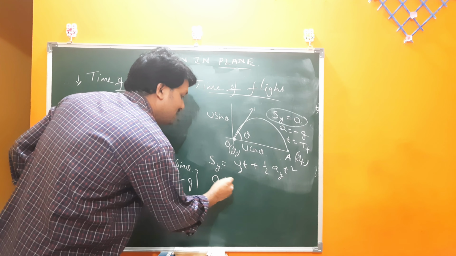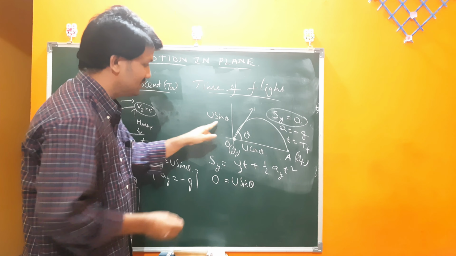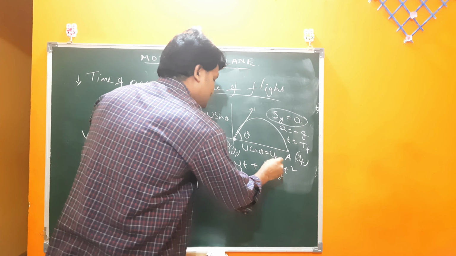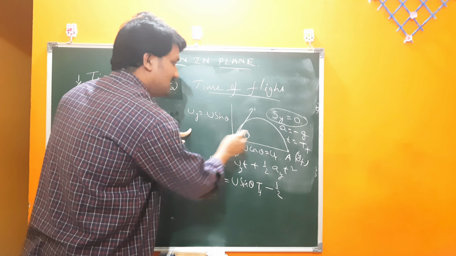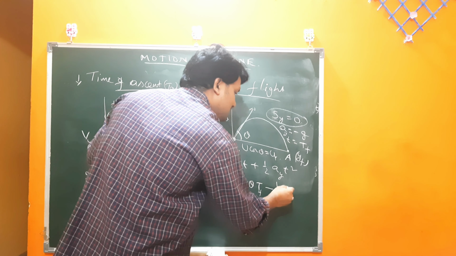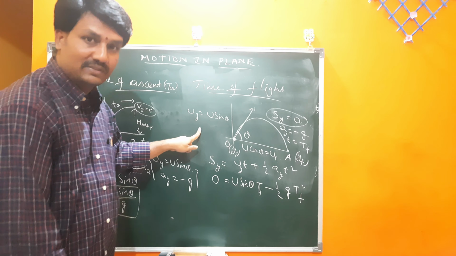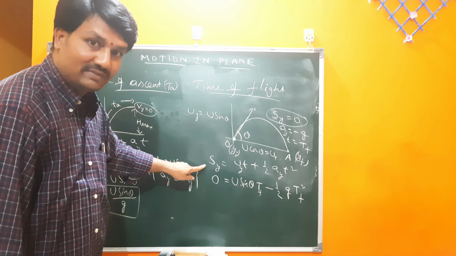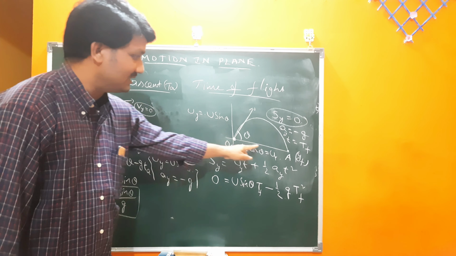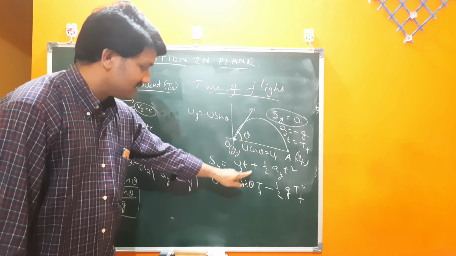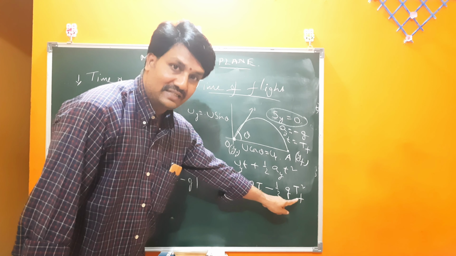Sy, the vertical displacement, is 0, and Uy means u sin theta. Yes, and t means time of flight, minus half Ay. Ay means minus g. Yes, minus g, and t square means Tf square. Yes, you have to substitute. Absolutely, in which the vertical displacement is 0. Sy is equal to Uy t plus half Ay t square. In that Sy is 0, already we did. Now Uy means u sin theta, t means Tf, Ay means minus g, t means Tf, time of flight.